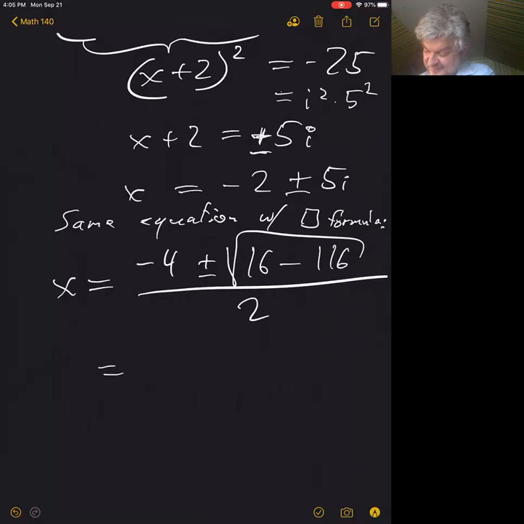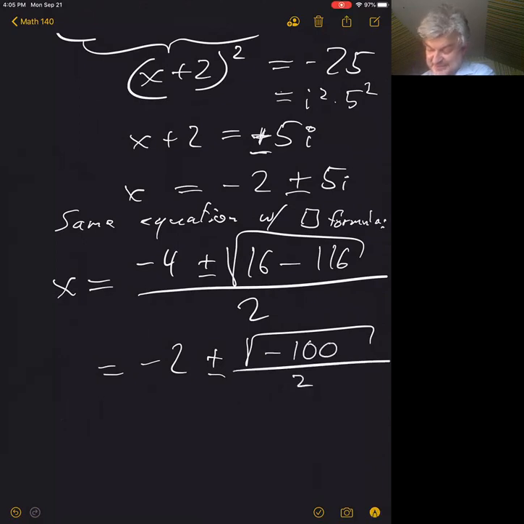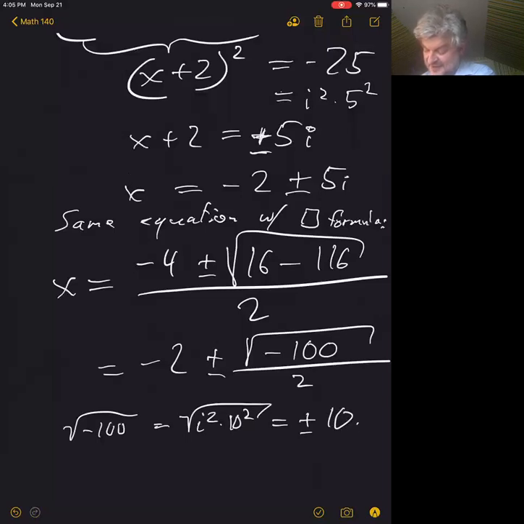What is that? This is negative 4 over 2 is negative 2 plus minus square root of minus 100 divided by 2. Now, what is that square root of minus 100? The square root of i squared times 10 squared, which is plus or minus 10i.